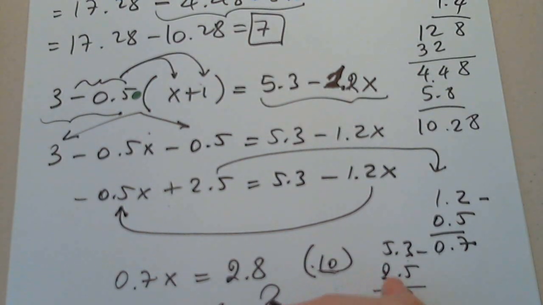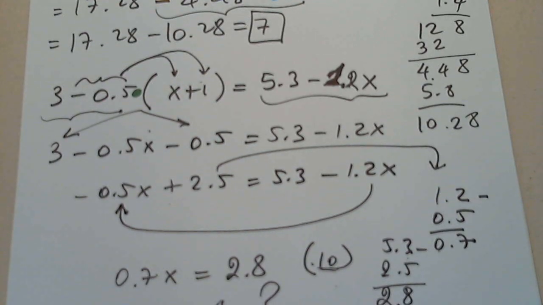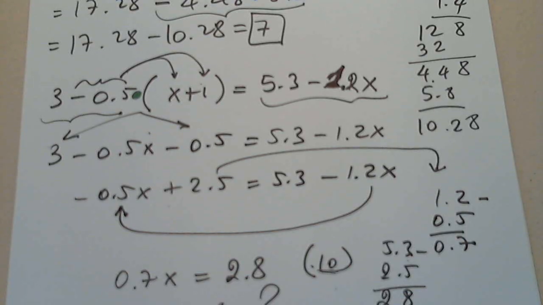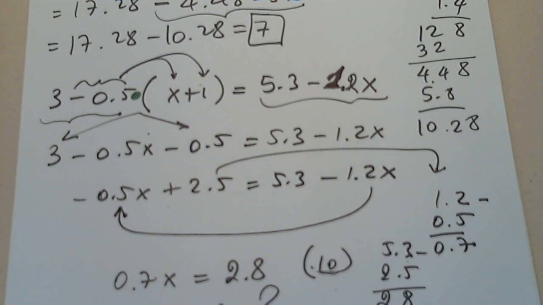Is this true? I have no clue. It's super easy to check. Here is how we check. So the left-hand side, 3 minus 0.5, in parentheses, 4 plus 1 is 5. And the answer is whatever. The right-hand side is 5.3 and minus 1.2 times the answer that we just got, which is 4. When I click enter, if I don't get 0.5, 4 makes no sense. 4 is not the answer.